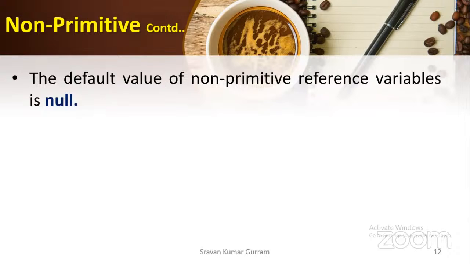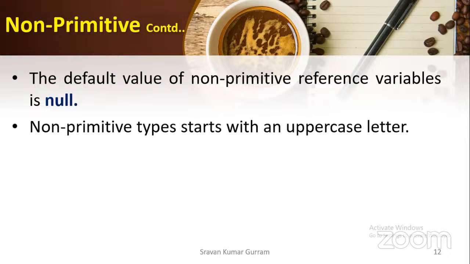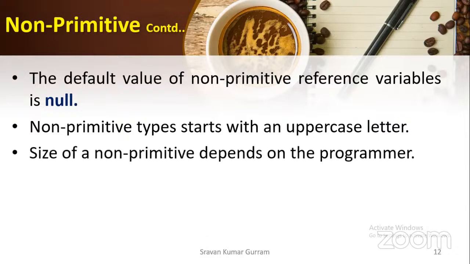The default value of non-primitive reference variables is null. If you create an object but it doesn't give any reference, you can say that the value of that object is null. It doesn't point to anything. That is nothing but null. Non-primitive types start with an uppercase letter. The size of a non-primitive depends on the programmer. Suppose you want to store an array, you can decide the size of the array. That depends on your requirement. It is not fixed.